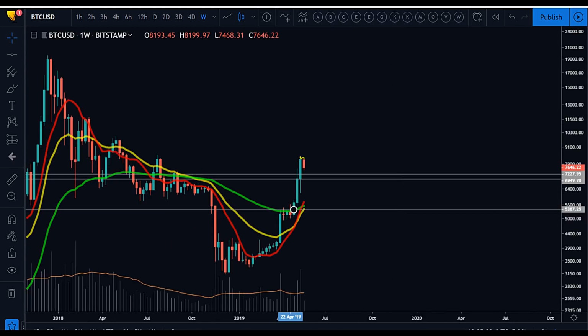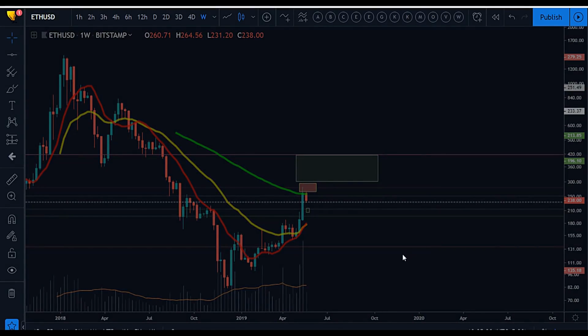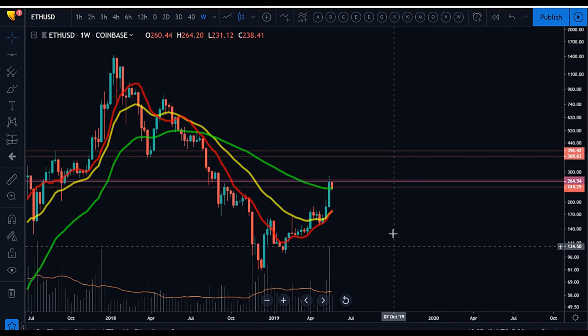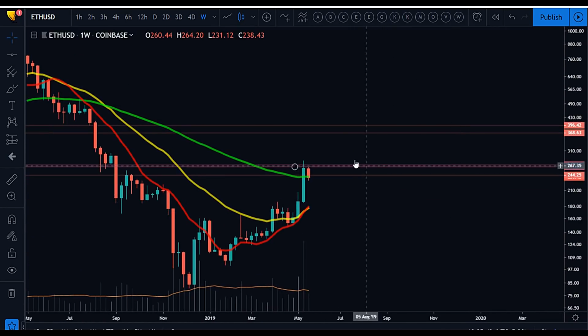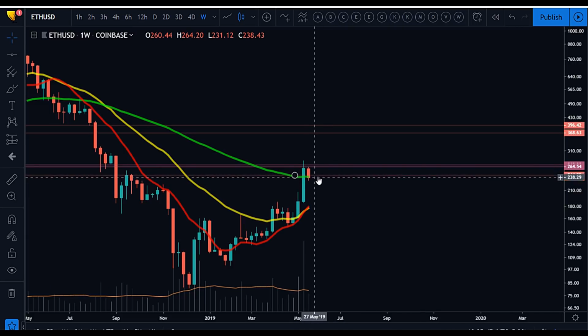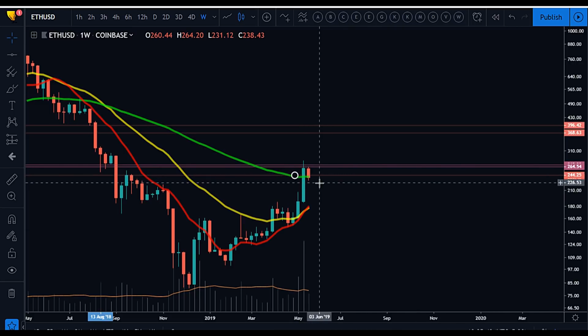Speaking about the weekly, we've been playing Ethereum on the weekly, right? Let's pull up Ethereum. Actually, let's pull it up on Coinbase, because Coinbase seems to be getting it right. As you guys can see, Ethereum kind of gave up the green 55 EMA on the weekly over here, which is where we've been playing this trade off. But the thing is, it's not really giving it up yet, right?